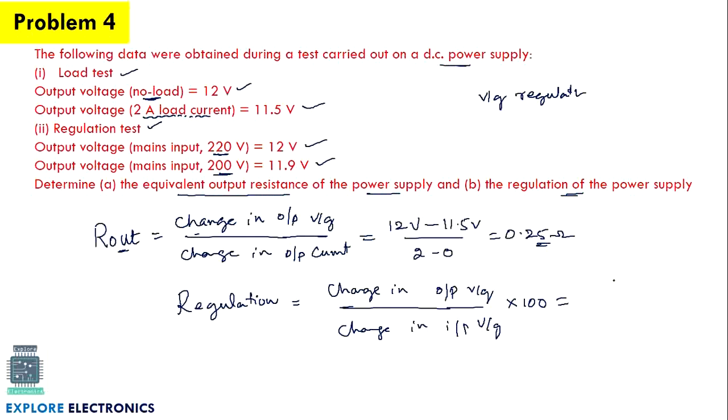Okay. Here the output voltage is 12 volts, and then when the output voltage is changed because of the input change, it is 11.9. We need to consider these two. That's why it is 12 minus 11.9 divided by the input voltage is changed from 220 to 200. This gives 0.5. Okay. This is what the regulation is. If you do into 100, you are going to get the percentage, but they have not asked in the percentage. That's why I am not going to do. It is just the regulation of power supply is 0.5.